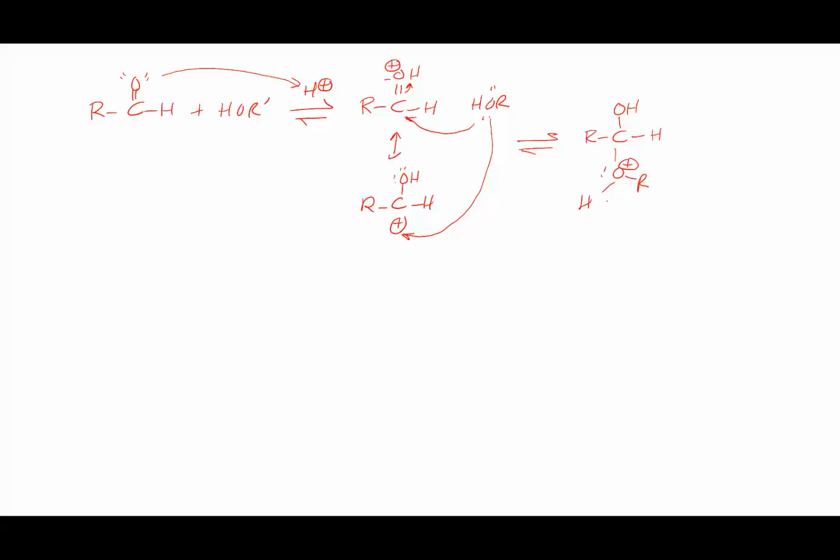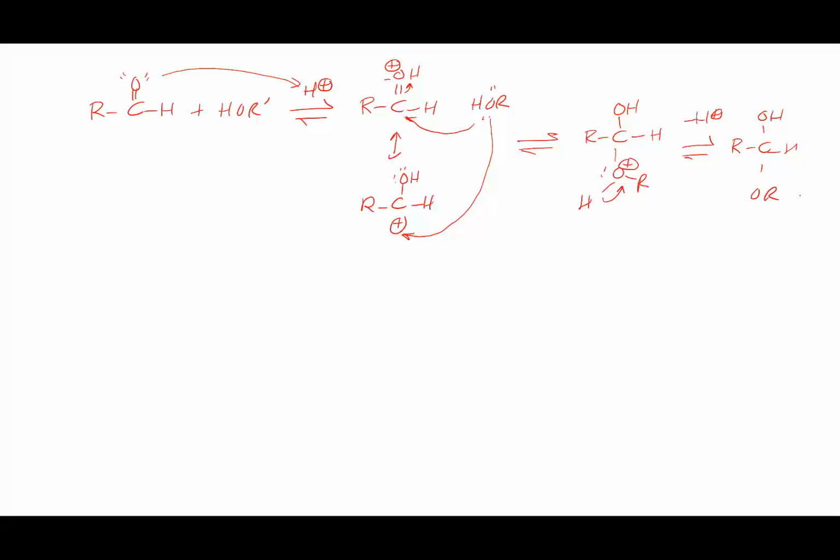Lose the H plus. I'm going to lose the H plus, and now I'm going to end up with a neutral molecule that looks like this. I've now added an OR group to the carbonyl, and the carbonyl has now become an OH. This mechanism is exactly the same as adding water to an aldehyde or ketone to make the hydrate. It's just instead of having two OHs, I've now got one OH and one OR.